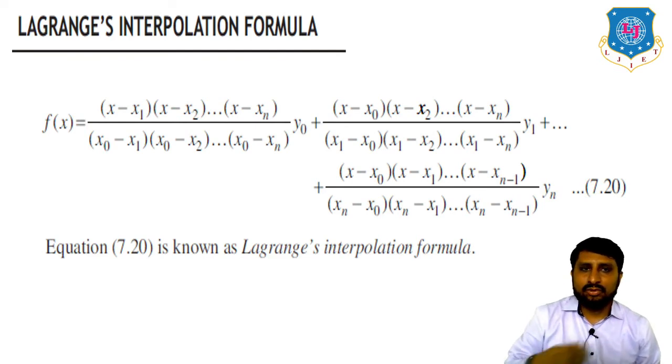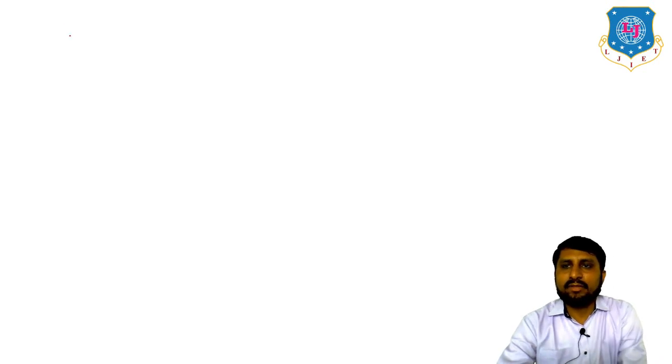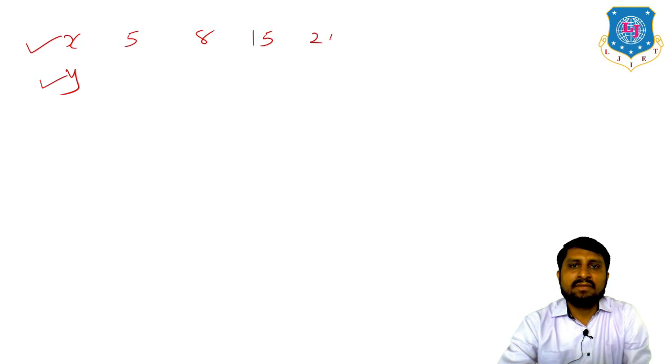First of all, why do we use the Lagrange interpolation formula? Because suppose you have unequal intervals in x. Suppose this is our table, there are two entries, x and y. But suppose in x you have 5, 8, then 15, then 24, then 29.